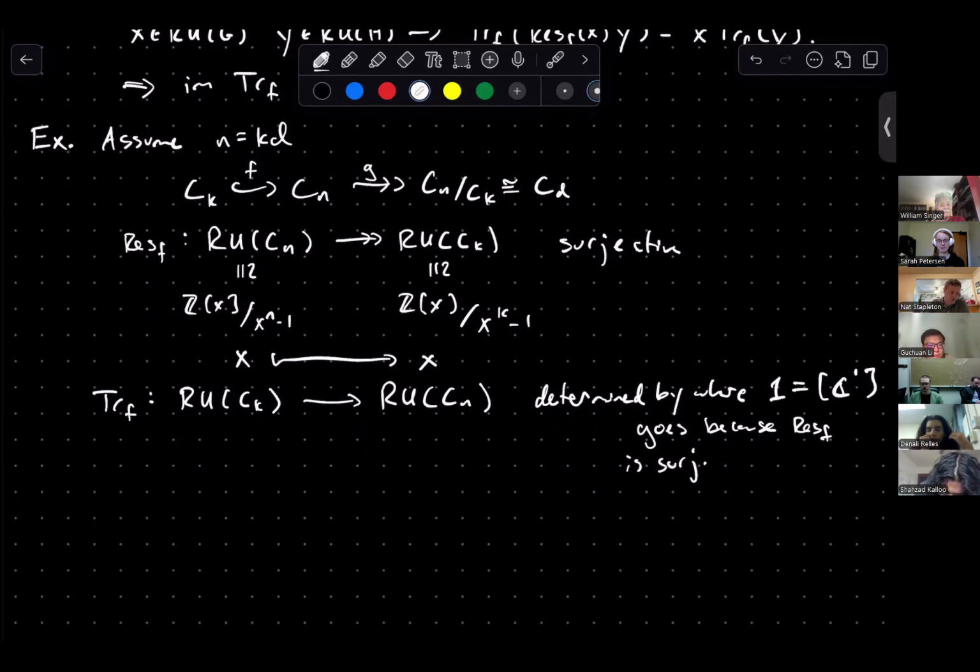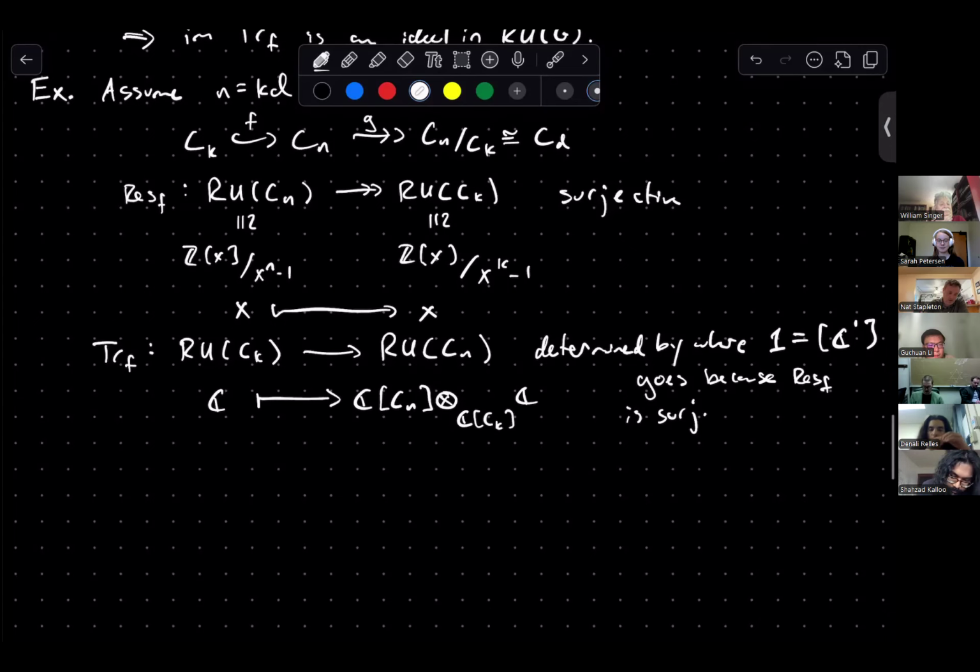So where's 1 go? Well, 1 goes to the base change, which is C bracket Cn tensor over C bracket Ck with C. And this is the Cn representation. That's the free complex vector space on Cn mod Ck, where Cn acts through the quotient. It acts on this set through the quotient map from Cn to Cn mod Ck. That's what you get. You're killing off the Ck bit when you do this. And that was all we needed to know.